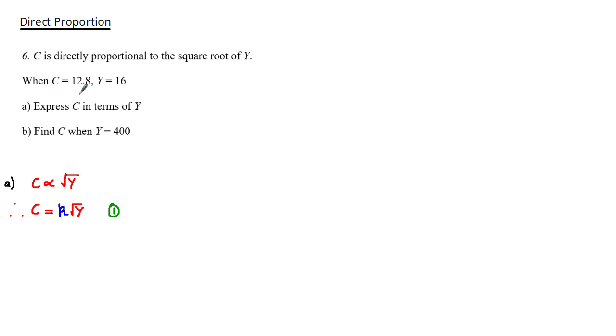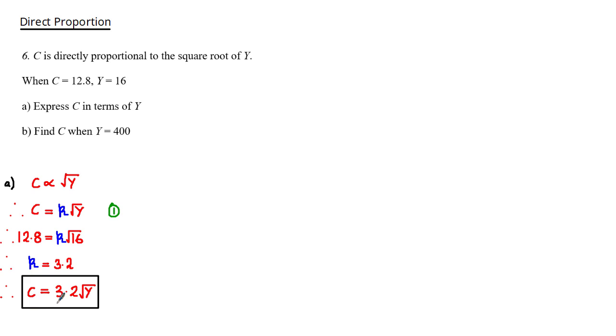Now, given the fact that when c is equal to 12.8, y is equal to 16, we can sub these values into equation 1 to get that 12.8 is equal to k times the square root of 16. Dividing both sides by the square root of 16, or dividing both sides by 4, we get that k is equal to 3.2. So subbing this value of k back into equation 1, we get a general formula expressing c in terms of y, as c is equal to 3.2 times the square root of y.